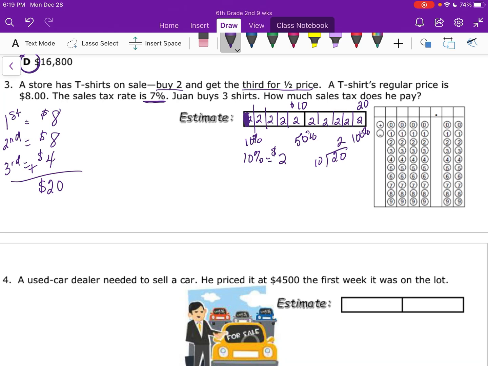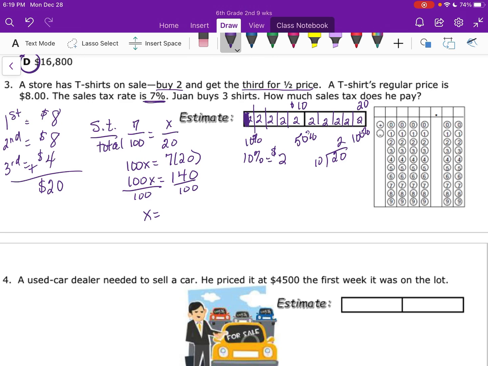Okay? All right, so we're going to do the proportion. So we're going to say sales tax to total. So it's 7%. So 7 per 100 equals X over 20, because 20 is the total and I don't know the sales tax. All right, let's cross multiply. So 100x equals 7 times 20. So 100x equals 140. Divide by 100. So 140 divided by 100.